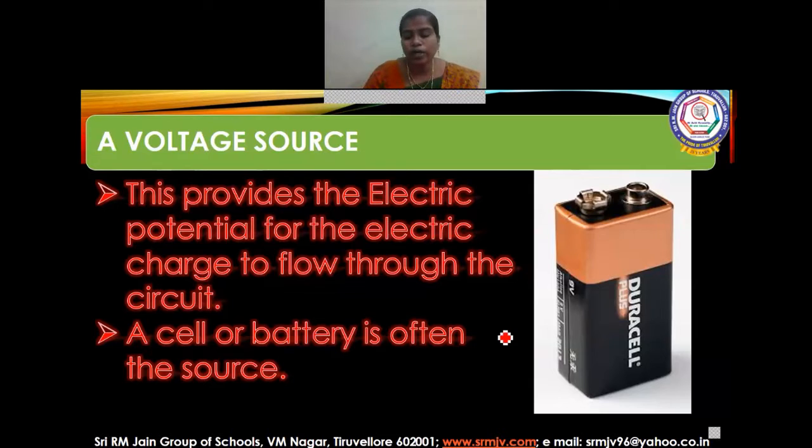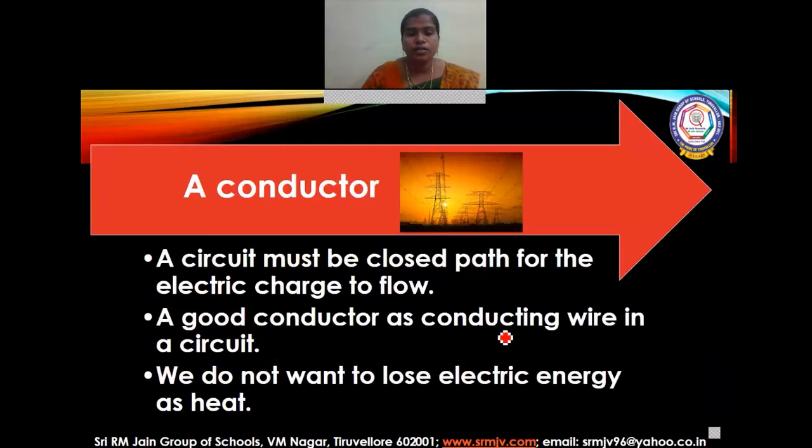Now let us move on to the next component. The next very important component is the conductor. A circuit must be a closed path. It should be a closed path for the electric charge to flow, because charges will flow only in a closed path. If the circuit is open, the charges will not flow. So in order to flow, we need a conductor like a wire.